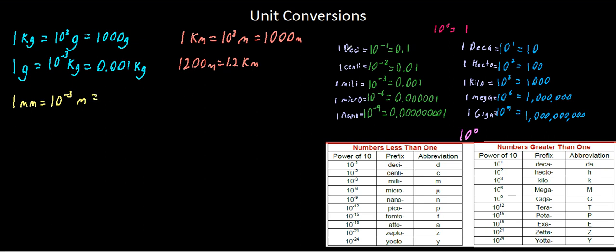Well, that makes sense. And so since it's going in the same direction through our chart, we would move the decimal the same direction as well. We'd get 0.001 meters. And then, of course, just like before, we do the exact same thing going backwards. We'd say 1 meter equals how many millimeters? Well, that's just 10 to the positive third millimeters, or 1,000 millimeters.